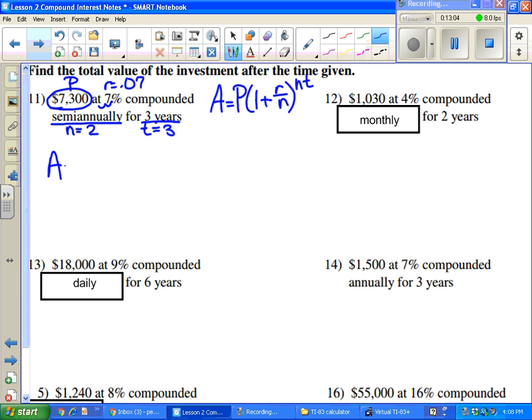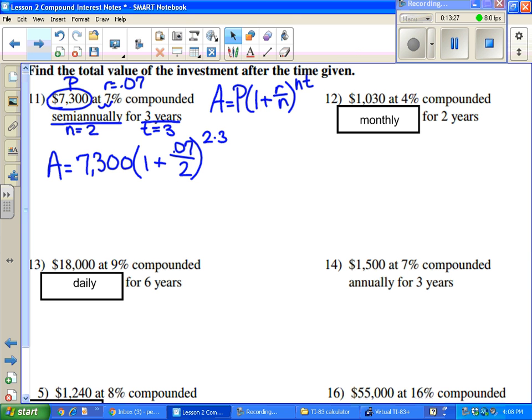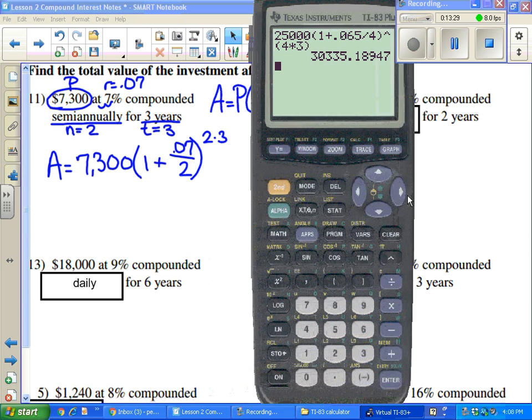The amount that we're looking for equals $7,300, open parentheses, 1 plus, so the 1 is built into the formula. Rate on top, 0.07, N value on the bottom, which is 2. And then up high is going to be N times T, which is 2 times 3. If you want to multiply and make that 6, you can. All right, let's see if we can calculate it and get the correct answer.